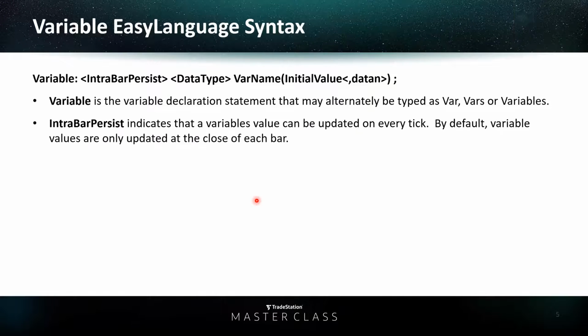Okay, so here, intrabar persist indicates that a variable value can be updated on every tick. By default, variable values are only updated at the close of each bar. This right here is sometimes a concept that, to a certain extent, is hard, in my case, because I'm not a programmer. I'll use an example for this so that everybody understands.